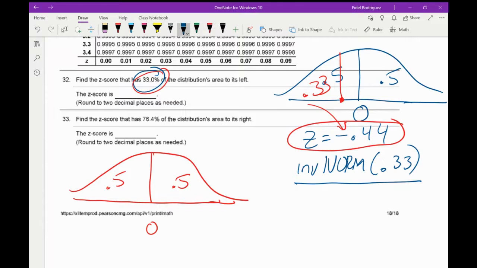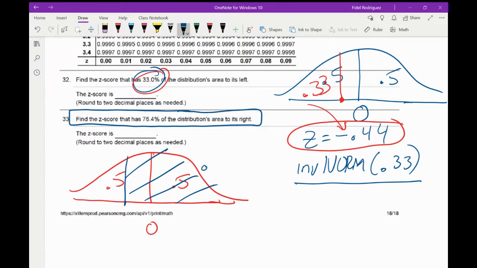And then I want you to take a look at the problem. It says, find a z-score that has 76.4% of the distribution's area to the right. So what does that mean? That means I'm going to take a little bit more from here because I want the area to the right to be 0.764, right? Because it's supposed to be to the right. Okay, so the area over here is 0.764.